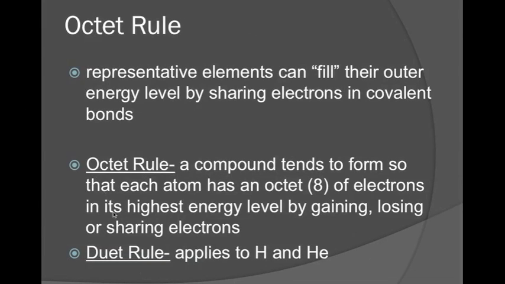Going into the octet rule, what an octet rule represents is all elements sharing 8 valence electrons. A compound tends to form so that each atom has 8, or an octet, of electrons in its highest energy level by gaining, losing, or sharing electrons. So everything needs to have 8. When we're looking at those Lewis structures, remember that we always look around and see if those covalent compounds have 8 valence electrons, because 8 is the magic number.